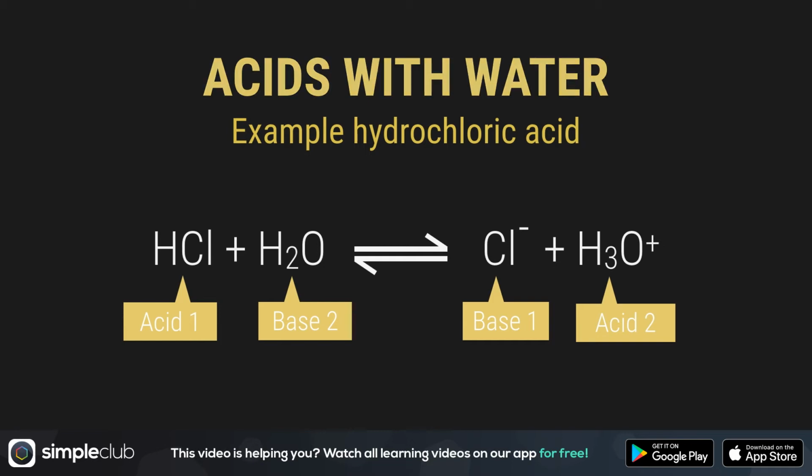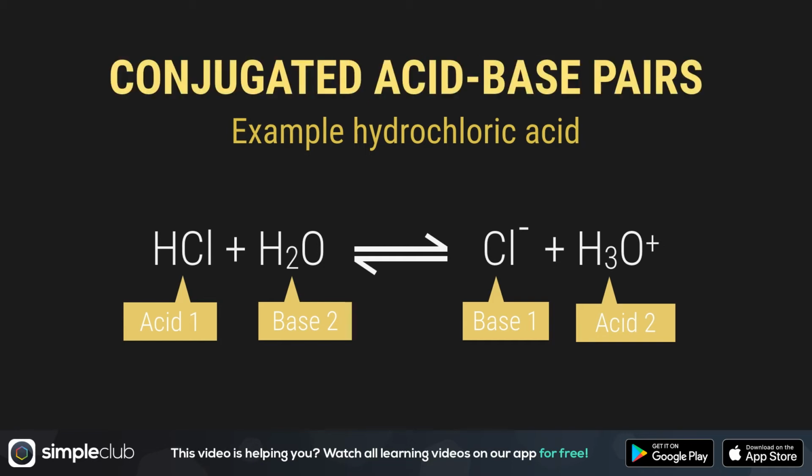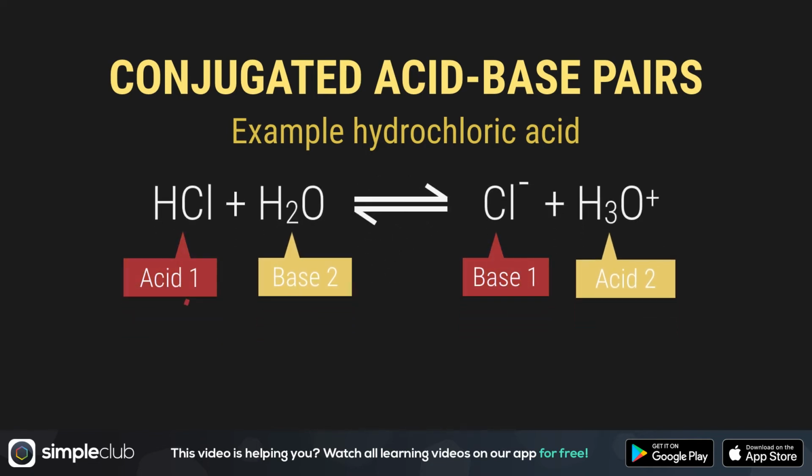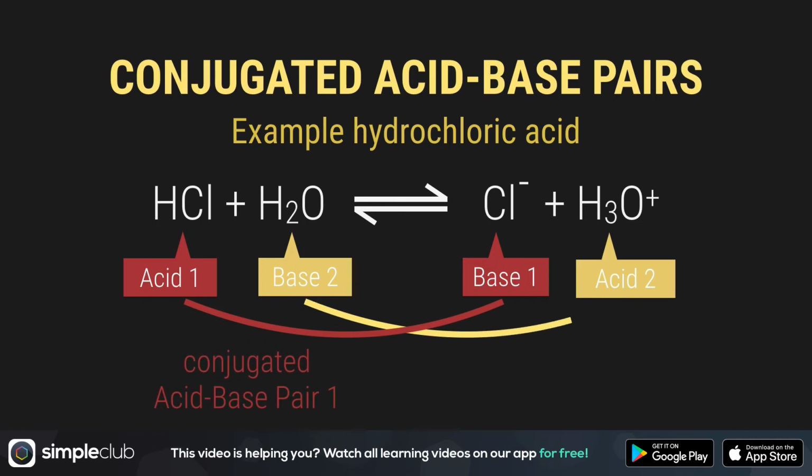The acids and the bases with the same number are then called conjugated acids and bases. Conjugated simply means that they belong together. And together, the acid and the base make a conjugated acid-base pair. In our example, pair 1 and pair 2. The cool thing about this is that you can describe any acid-base reaction with this model, and it gets easier every time you use it.